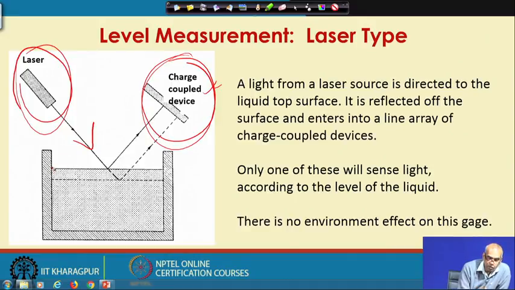So, when the level of the liquid is this, this will sense light. When the level of the liquid is this, this will sense the light. So, there is an array of charge coupled devices. A light from a laser source is directed to the liquid top surface. It is reflected off the surface and enters into a line array of charge coupled devices. Only one of these will sense light according to the level of the liquid. There is no environment effect on this gauge.